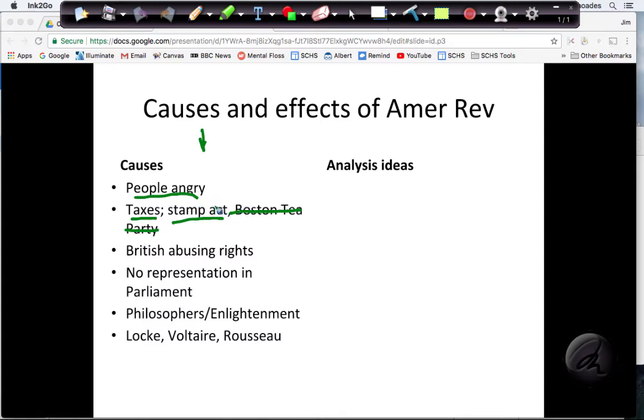So I'm not going to use that as evidence of why the revolution started if I'm going to focus on what made people angry, okay? I also know that the British were abusing the rights. This might come up maybe in analysis because, again, it's not a specific piece of information I can use for proof.